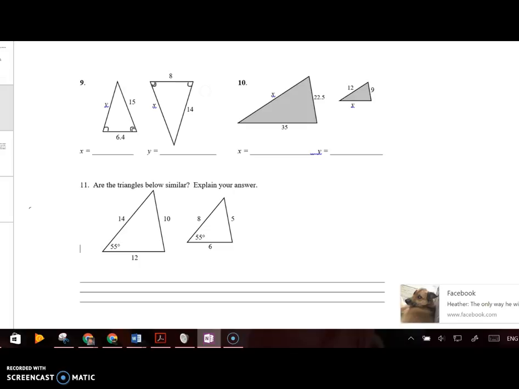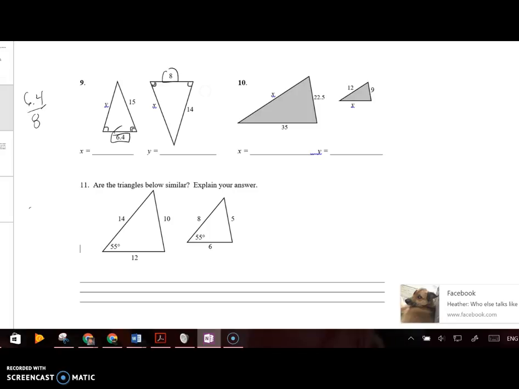So all you have to do here is set up these proportions and solve for x and y. Now, remember to set up a ratio and the proportion, you need to match up corresponding sides. So it's really important to be able to match these corresponding sides up. And 6.4 corresponds to 8 because you'd have to turn this triangle around to match up the angles. Make sure they're in the same relative position, and then it'll match up the sides. So 6.4 and 8.